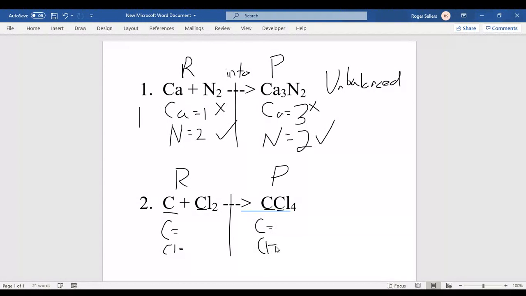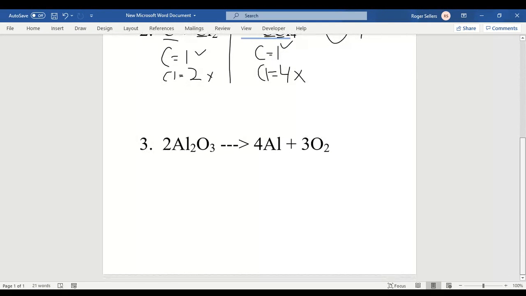So now we count the number of atoms of each. So carbon, there's just one. This little 2 goes with the chlorine, so there's 2 chlorine. We have 1 carbon, and that little 4 only goes with the chlorine, so there's 4. Our carbons match up, but our chlorine does not match up. So therefore, this is unbalanced again. And now we look at the next one.